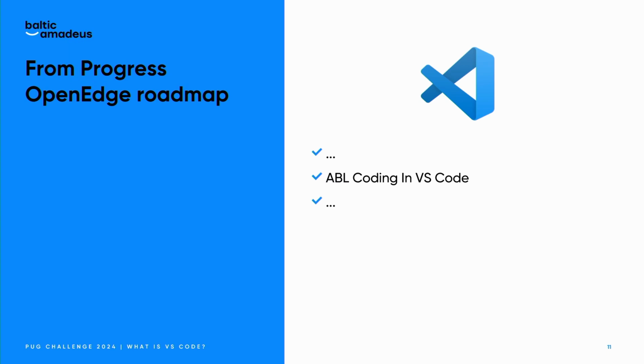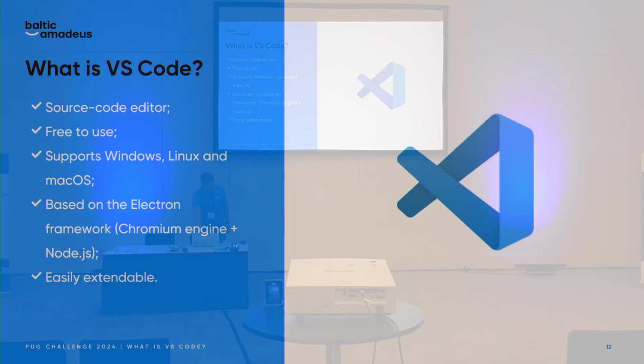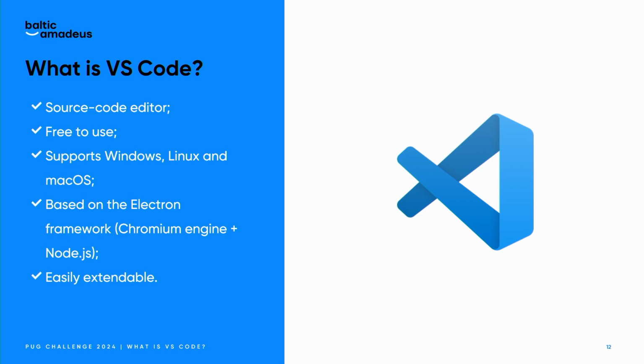And this is just one sentence from the OpenEdge roadmap presented, I think, on Wednesday. In between the roadmap ideas, we have this ABL coding in VS Code sentence, which means nothing for now, because we don't have anything from Progress themselves, but maybe in the future we'll have something created by them. For now, everything is created basically by the community, by us.